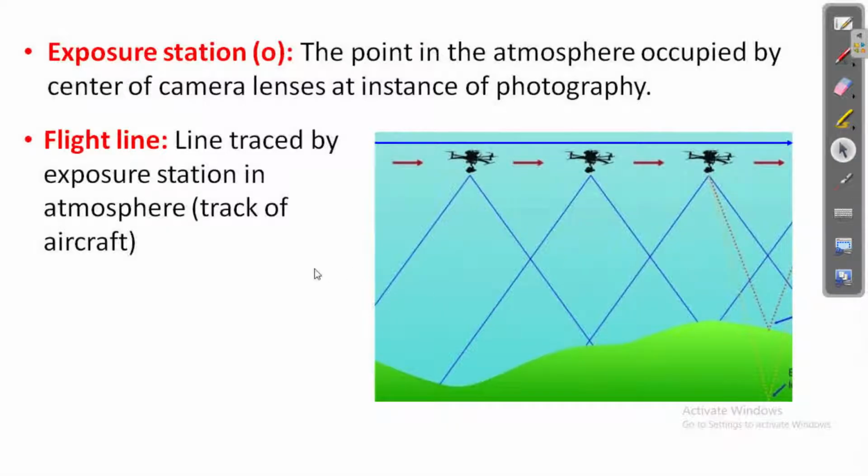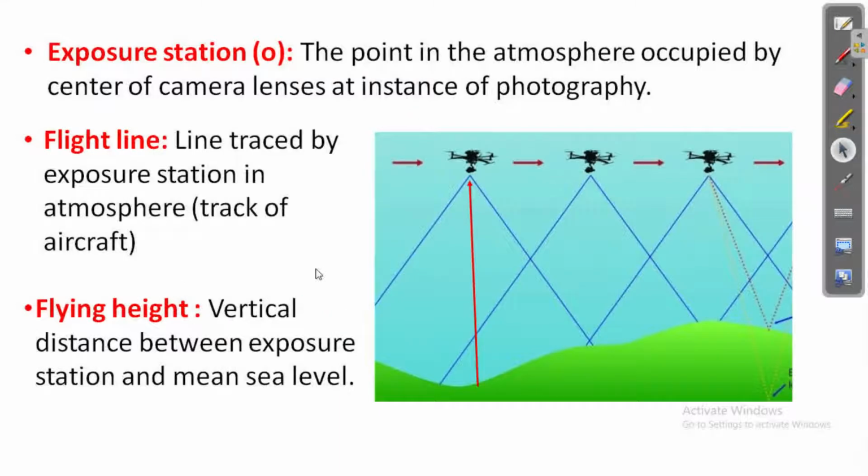The next term in aerial photography is flying height. Flying height is the vertical distance between the exposure station and mean sea level. This is the exposure station and here is the mean sea level. This is the height. In simple words, it's also called the height of the aircraft. But in aerial photography, the height of the aircraft is considered from the exposure station. Flying height is represented by the English letter H.